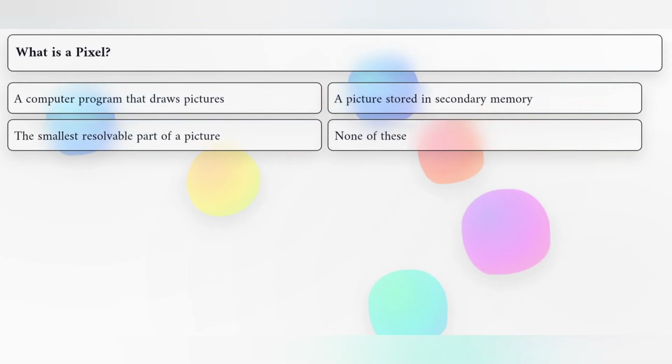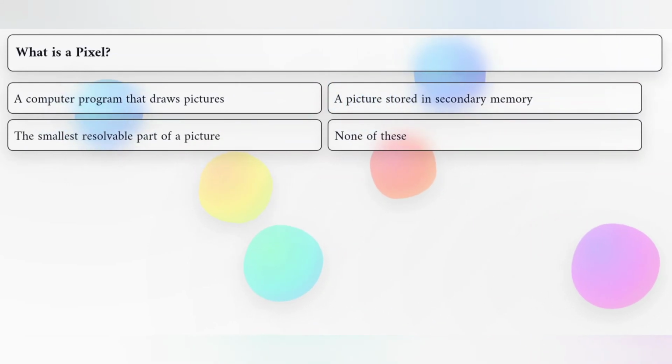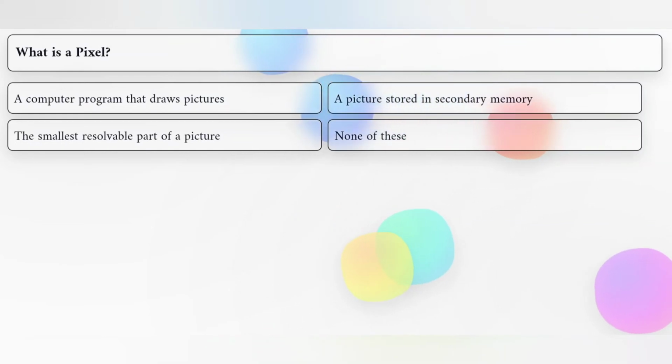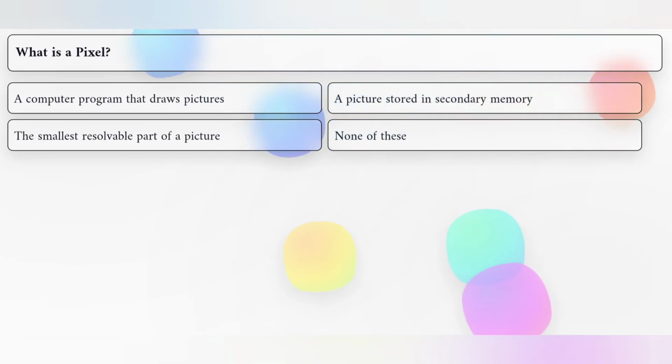What is a pixel? A computer program that draws pictures. A picture stored in secondary memory. The smallest resolvable part of a picture. None of these.